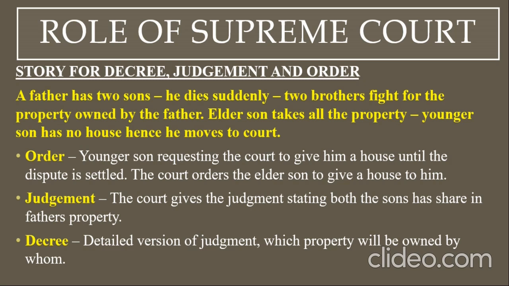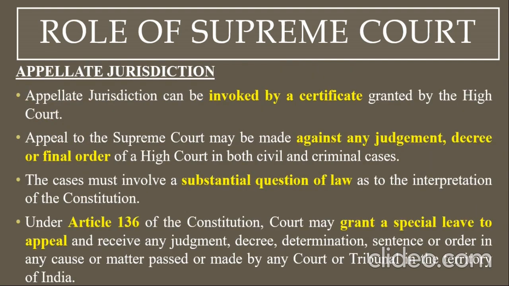Again, moving on to the concept of appellate jurisdiction. Now, you can go for an appeal when a case involves a substantial question of law. There should be some question of law, a substantial question of law. Only then can you go to the Supreme Court. As I already said, you see in the first point it says it should be invoked by certificate. A certificate is required for you to move to the Supreme Court. Simply, everybody cannot go to the Supreme Court. So a certificate should be given by the High Court.